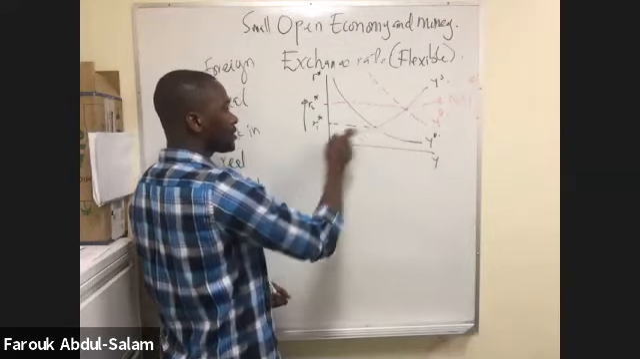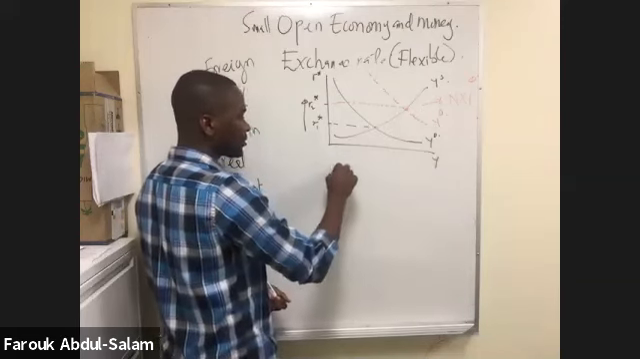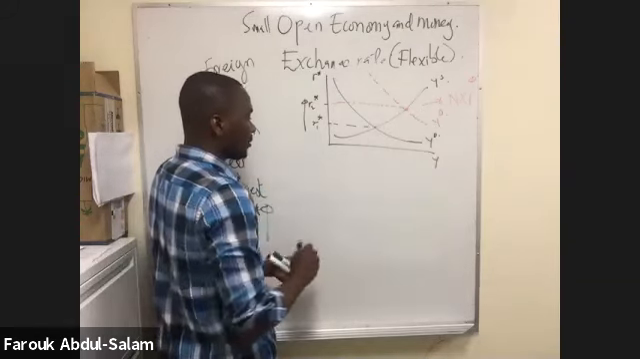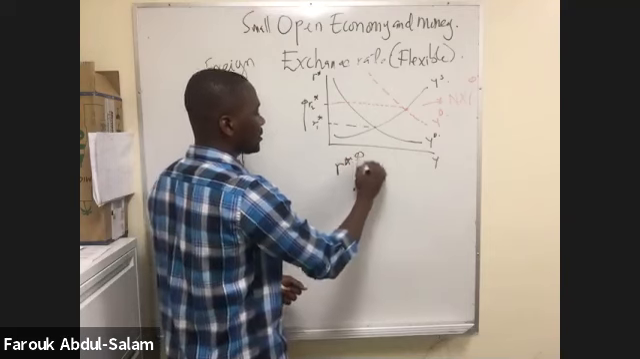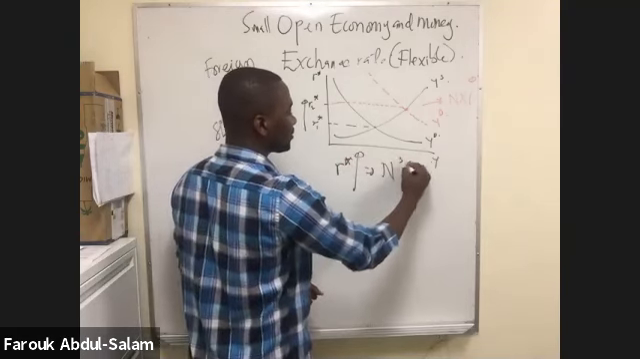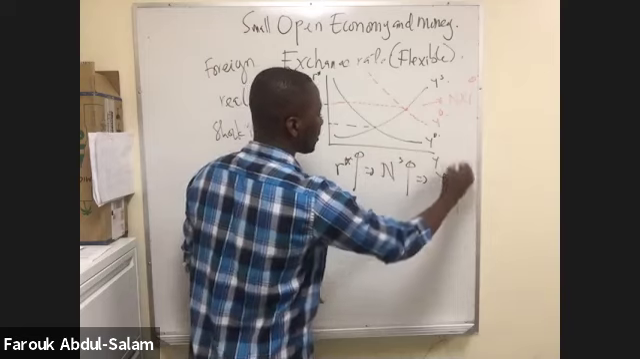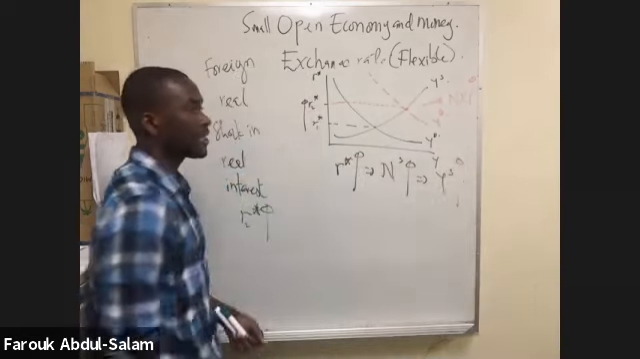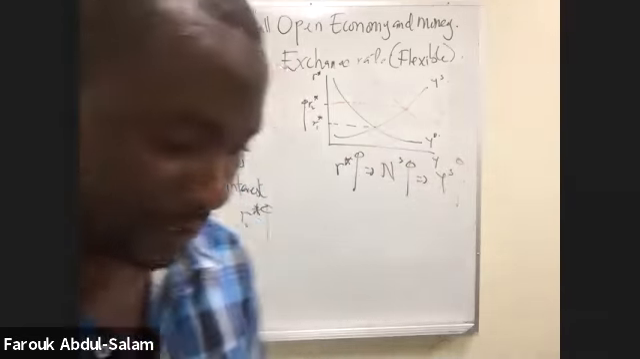Now, why do we see an increase in YS along this line? YS will also increase because the real interest rate has increased. So if R star has increased, the labor supply will increase and the amount of supply will also increase. So we have two factors playing a role. This will be the basis of it.